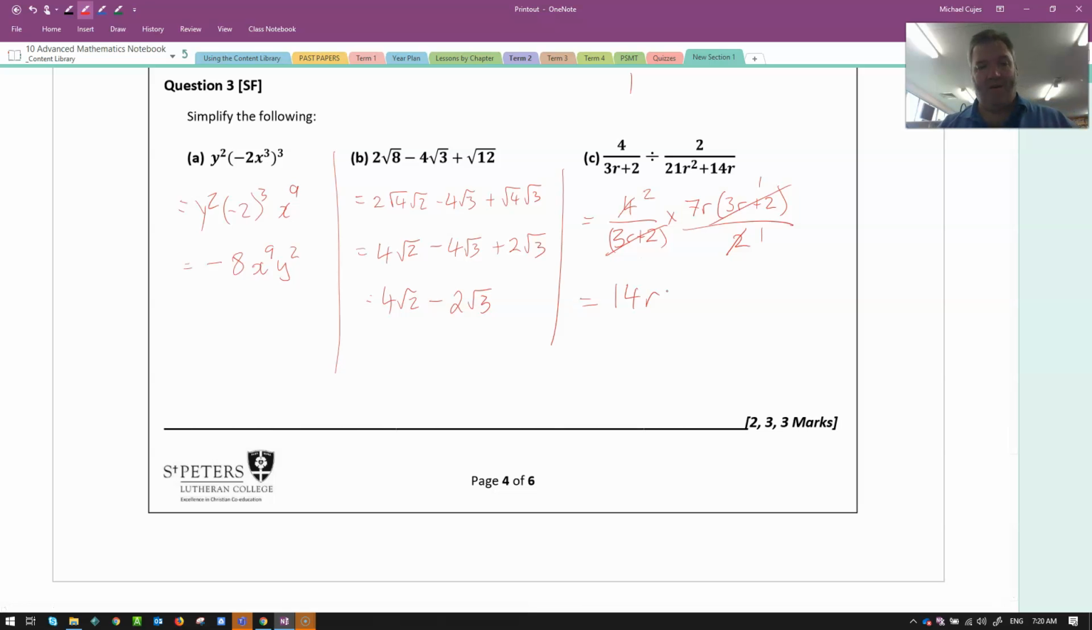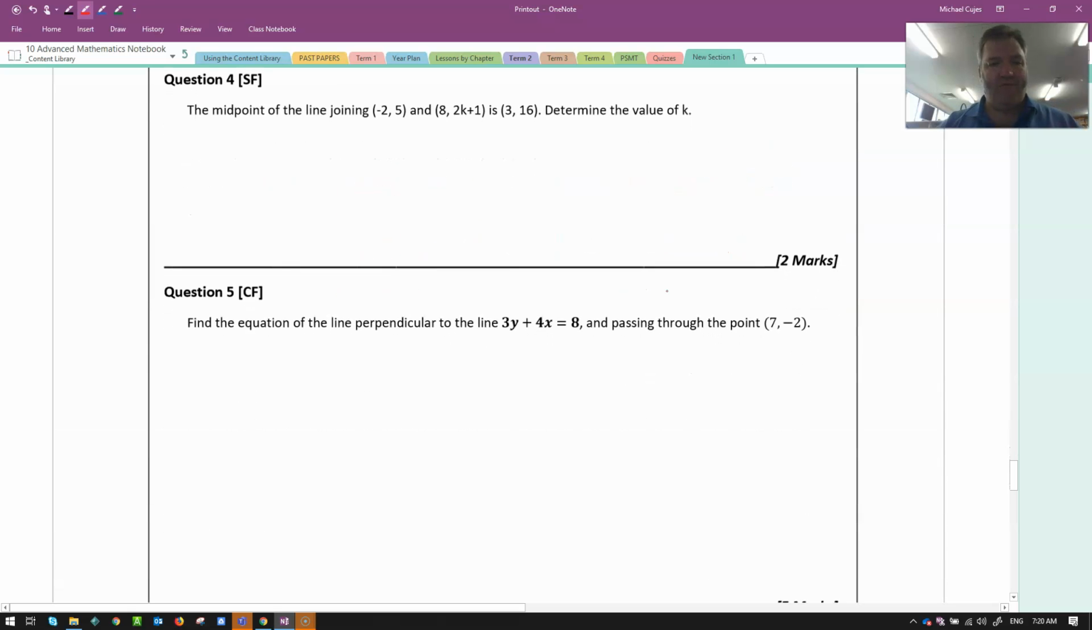All right, let's go over to question 4, over the page. The midpoint of the line is joining negative 2, 5, and 8, 2k plus 1. Is that? Determine the value of k. Well, we can just check the midpoint of the first one. Negative 2 plus 8, that's going to be 6 divided by 2 is 3. It's really only the y-coordinates that we're interested in. What's my rule? It's going to be the y-coordinate of the first one plus the y-coordinate of the second one, which is 2k plus 1, divided by 2, the average of those two. That's what a midpoint is. It's the average, so the average of those 2 points is equal to 16.